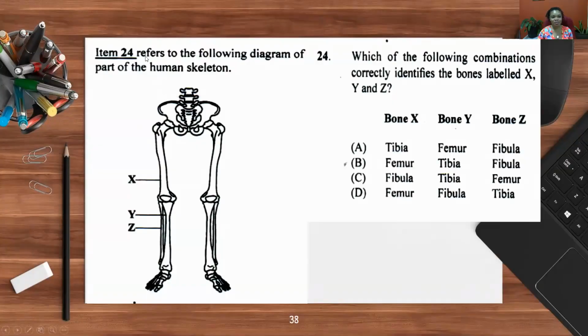All right. Item 24 refers to the following diagram of parts of the human skeleton. Which of the following combinations correctly identify the bones labeled X, Y, and Z? So X is the femur. Again, larger bone, smaller width. Y is the tibia. Z is the fibula. So the answer is B.